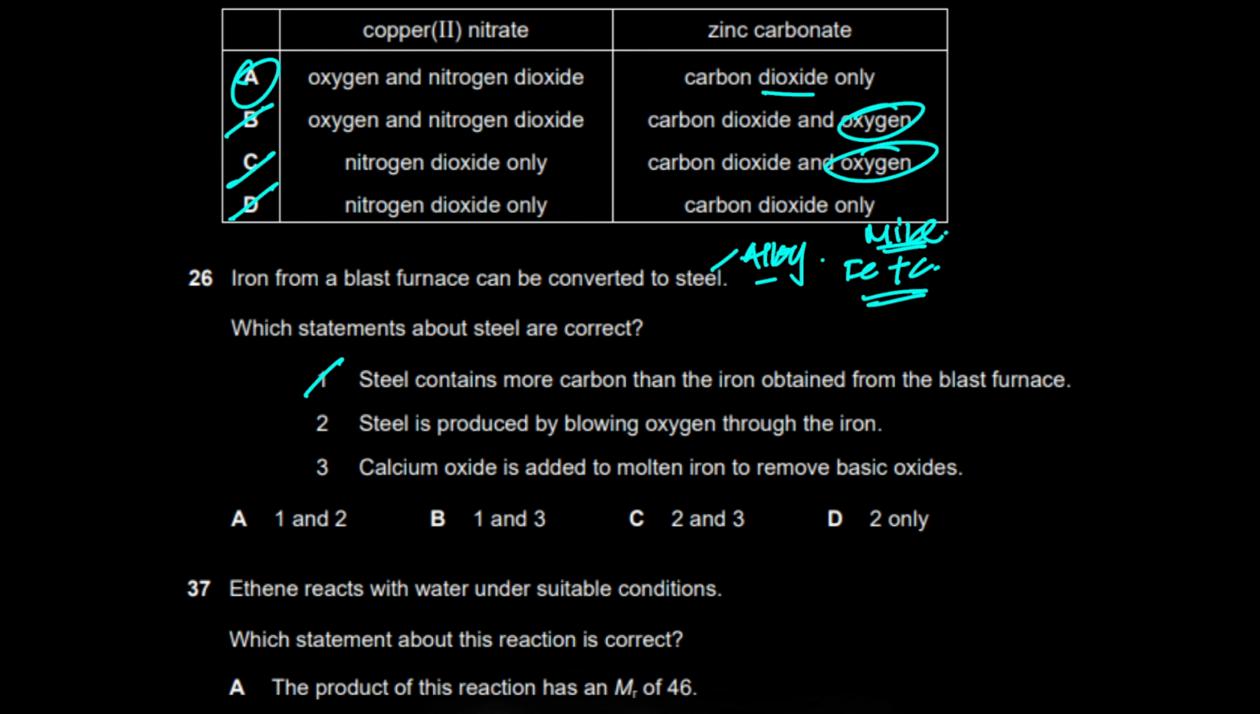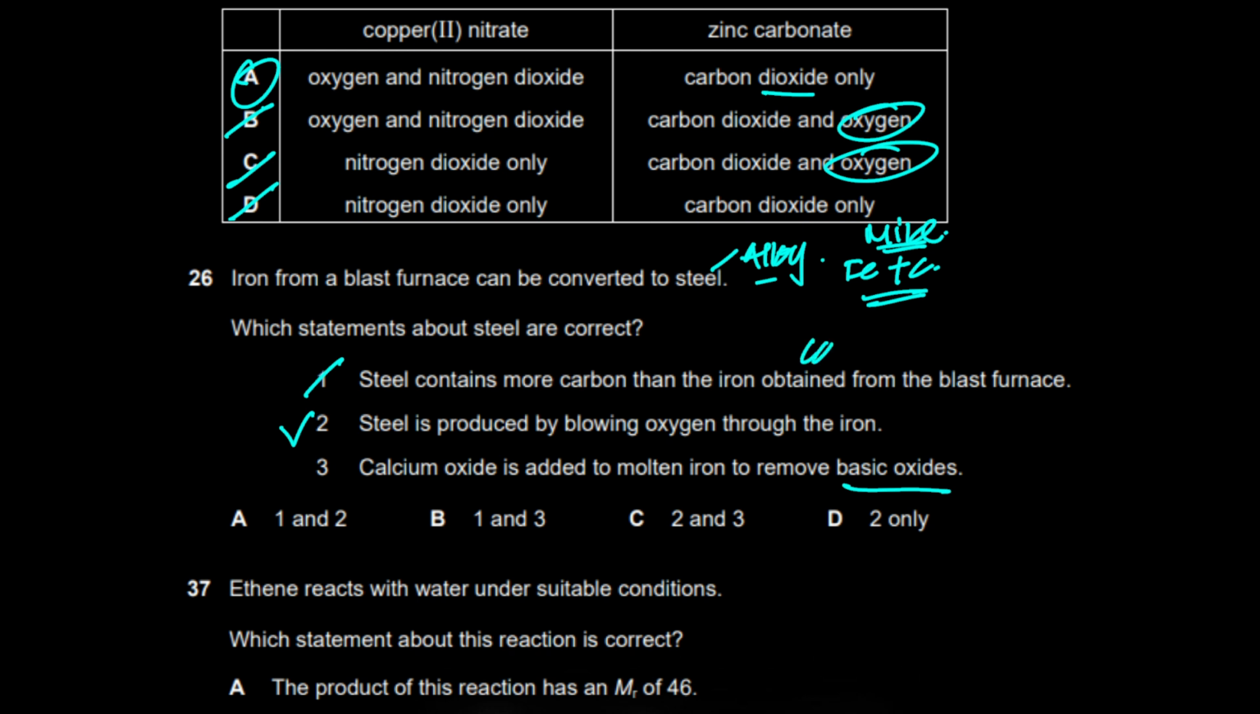Steel is produced by blowing oxygen through the iron. Yes, that's true. How does this happen? No longer in your course. Calcium oxide is added to molten iron to remove basic oxides. No, to remove acidic oxides, sir.